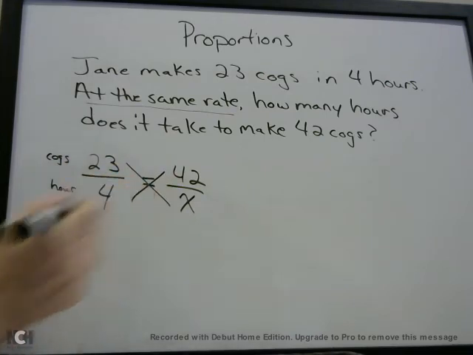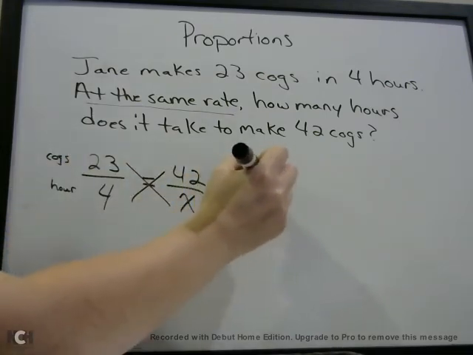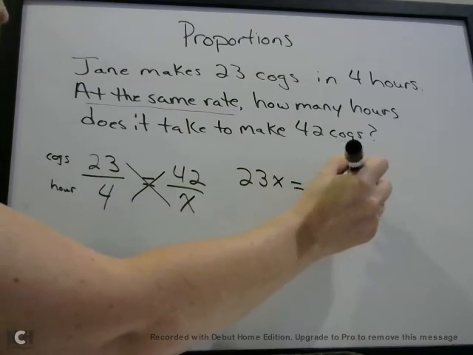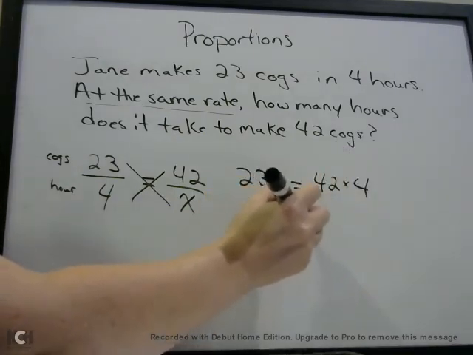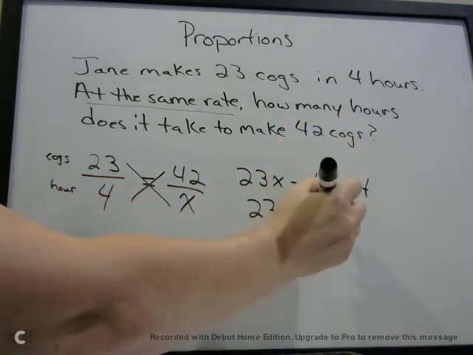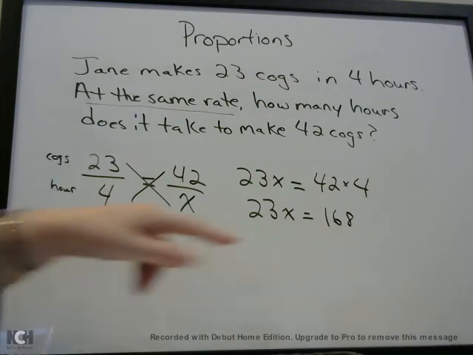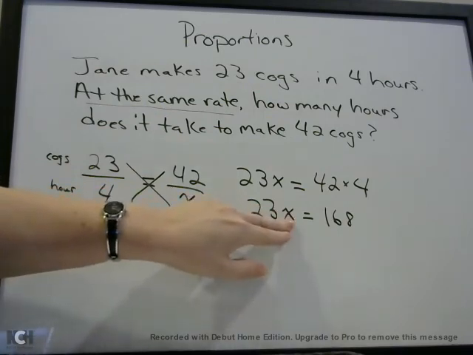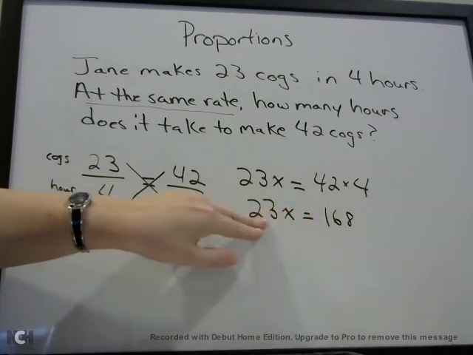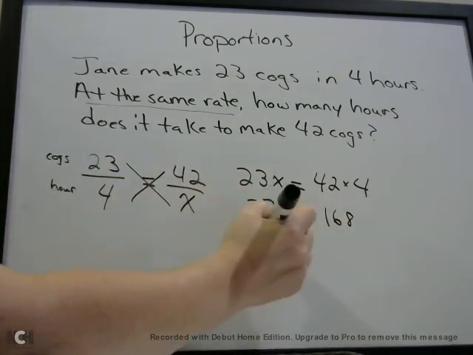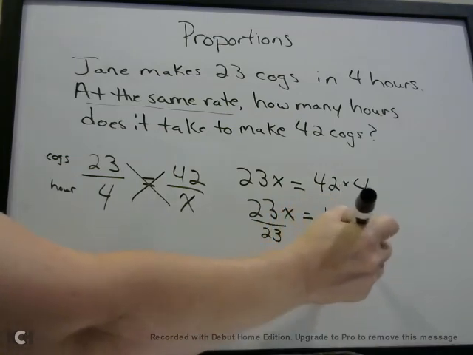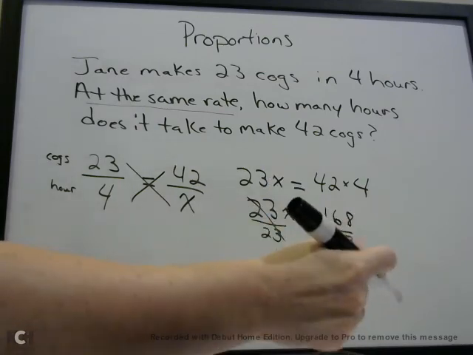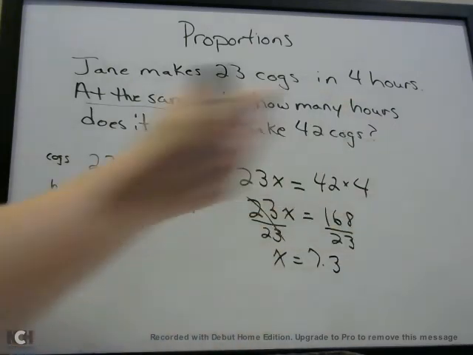We're going to cross multiply to solve this problem. 23 times x we can write as 23x equals 42 times 4. 23x equals 42 times 4 is 168. So now we have to solve for x, because remember, how many hours? That's what x represents. So how do we solve for x in this problem? We simply divide each side by the number, by 23. So we're going to divide by 23 on both sides. That cancels out, so we have x equals 168 divided by 23. If you put that in your calculator, you're going to get 7.3.